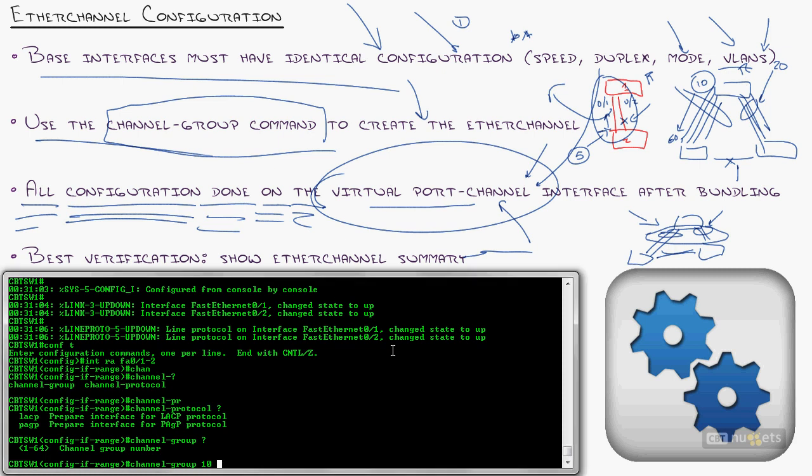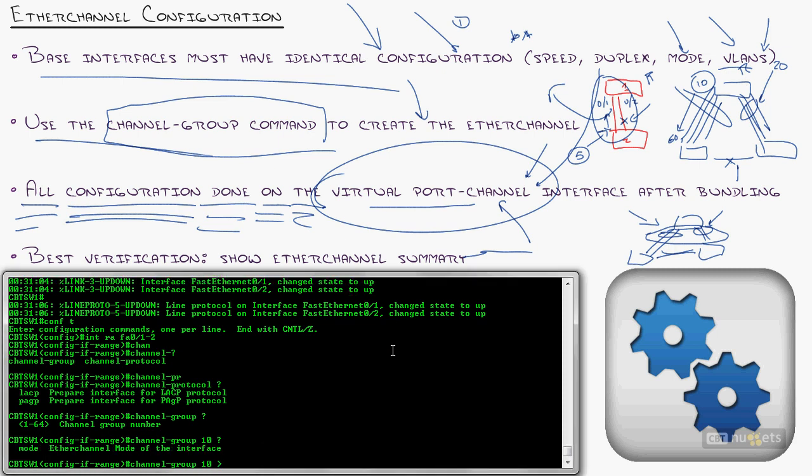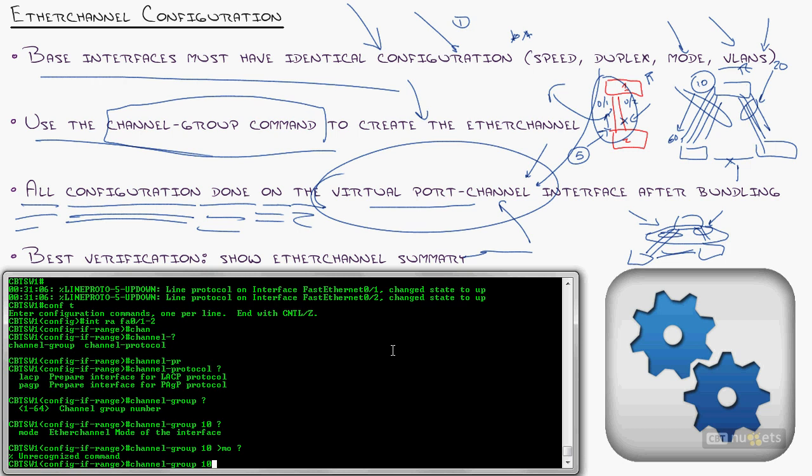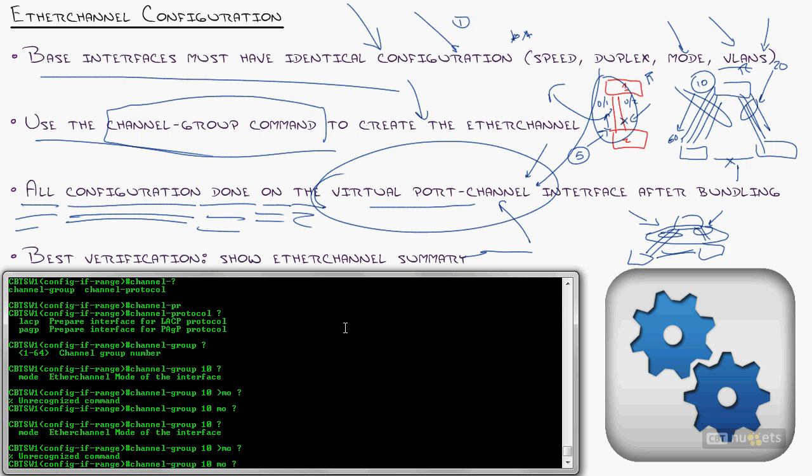So I'm going to do channel-group 10, and then it's going to ask for the mode. Oop, and I'm going to mistype it. Mode, and the options are active. So this, notice, and thankfully context sensitive help gives it to you right here.